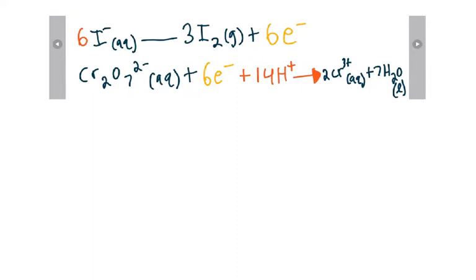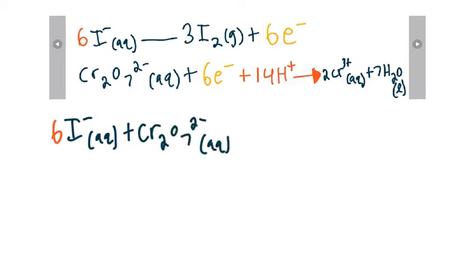So now we're going to start off by adding the reactants of both half reactions together, right? So all of this, okay? We're going to add 6 iodide ions. I'll try to be consistent with the colors. Okay, and then we're going to add our dichromate anion. And then, let's see, we're going to add our 6 electrons. Okay, so that's it for the reactants.